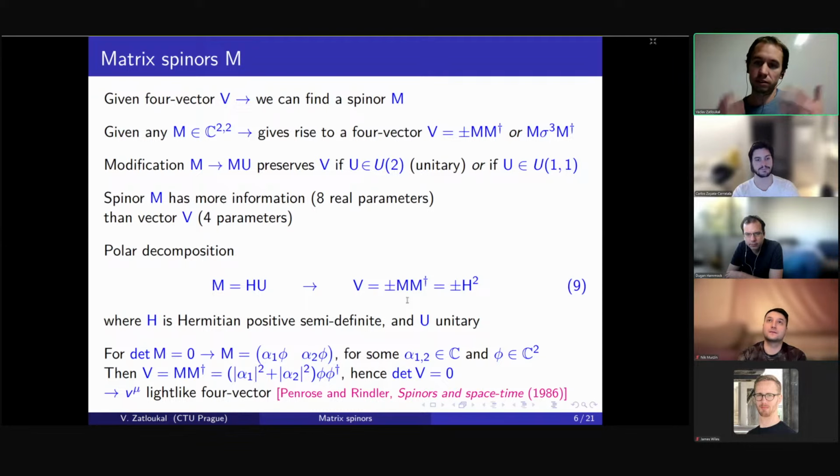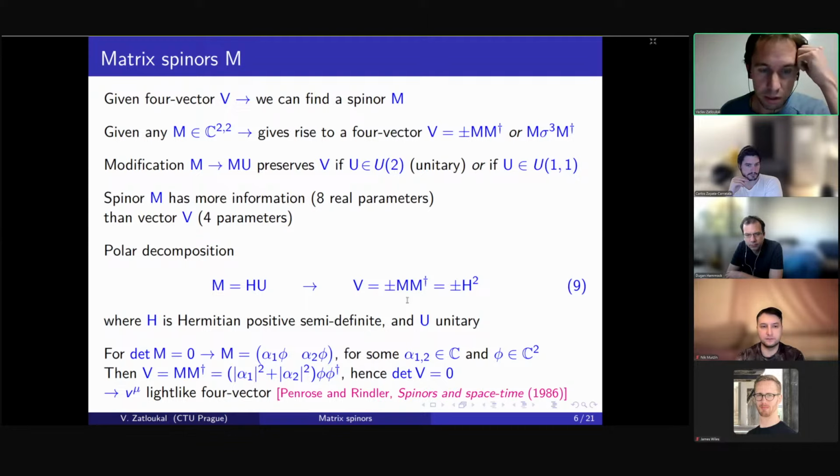So the spinor is somehow a quantity that possesses more information. I mean, this is nothing new. I'm just talking about matrices, where those properties of spinors, that they have more information than the vectors, are quite nicely and vividly seen.